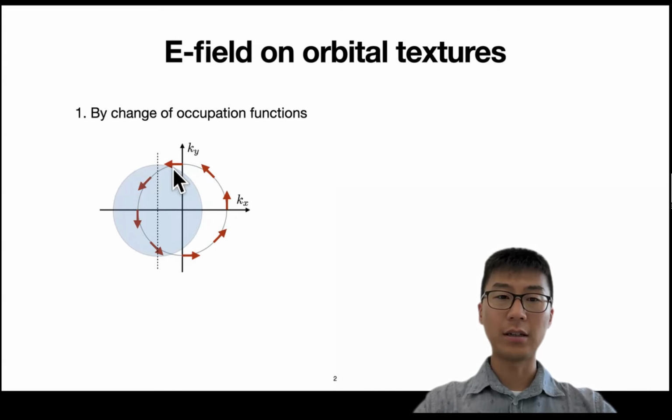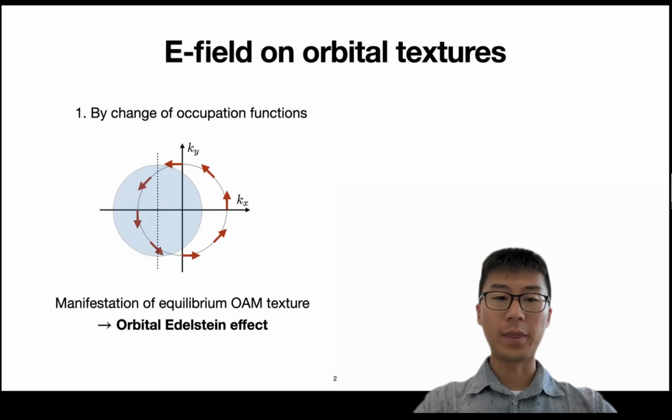As you can see here, if we have the Rashba texture and we shift the occupation function to the minus ky direction, we see that we populate more electrons with minus Ly states, and we depopulate states with plus Ly states. So at the end, we expect that there will be more minus Ly accumulation. The manifestation of this equilibrium orbital angular momentum occurs if there is already texture in the ground state. And this is called the Edelstein effect, the orbital Edelstein effect.